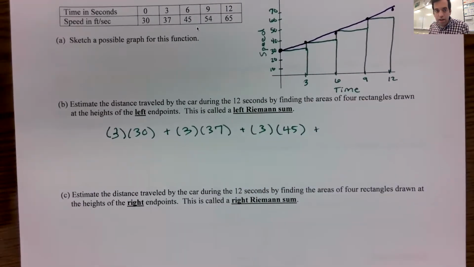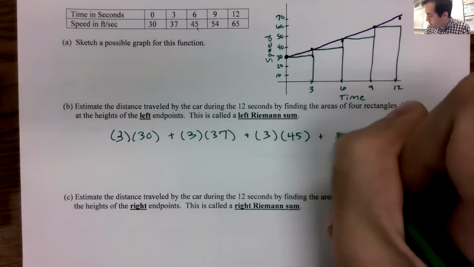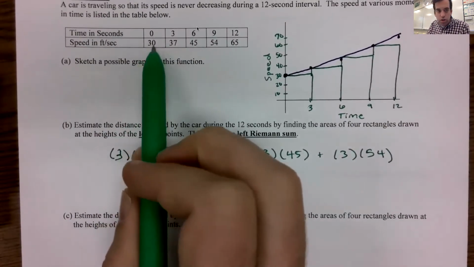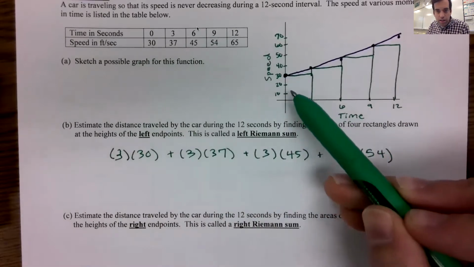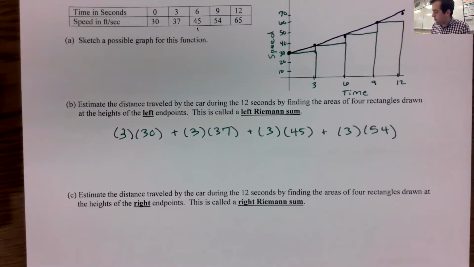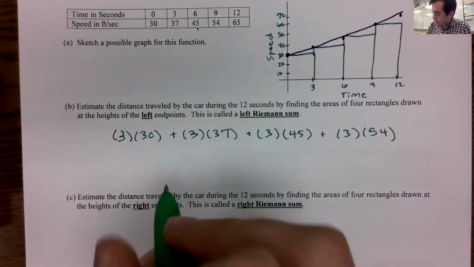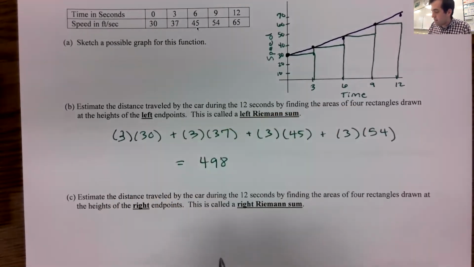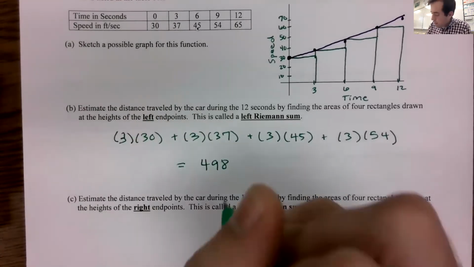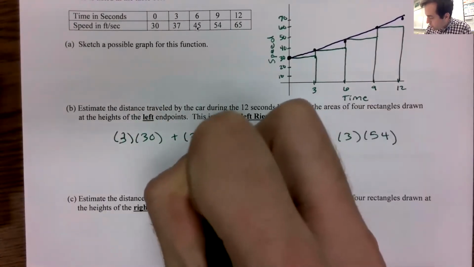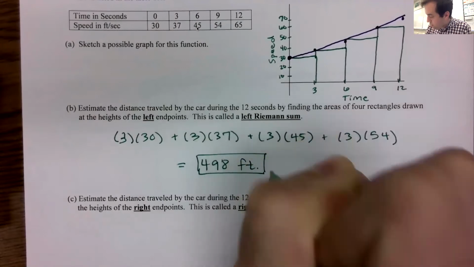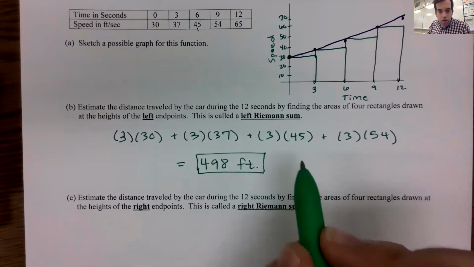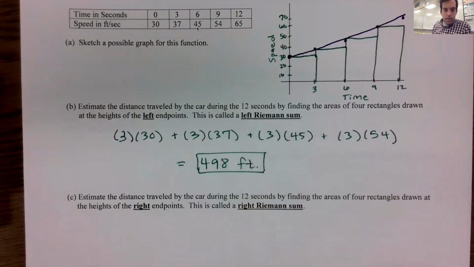And the next one's going to have a height of 54. Notice that all comes from this chart: 30, 37, 45, 54, and those are the left endpoints of these bars. If we multiply and add that together, we get 498, and since this is a distance and our speed was in feet per second, our distance is just going to be in feet. So that's a pretty good approximation, and that's called a left Riemann sum.